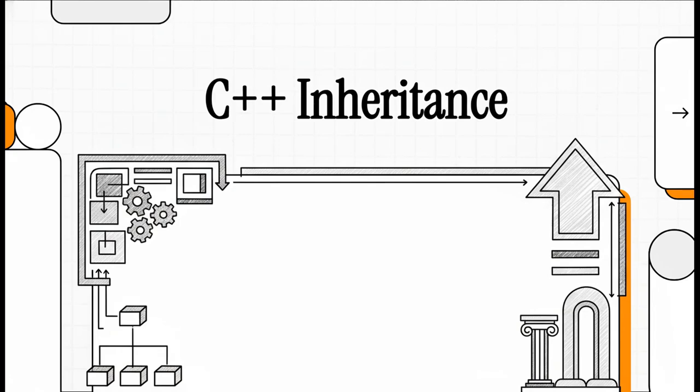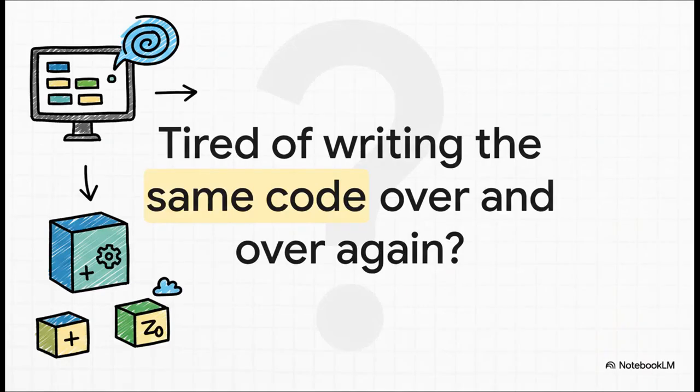Right, let's dive right in. Today, we're talking about one of the absolute cornerstones of C++ programming, inheritance. Think of it as the ultimate set of blueprints for building cleaner, smarter code that you don't have to write over and over again. You know the feeling, right?